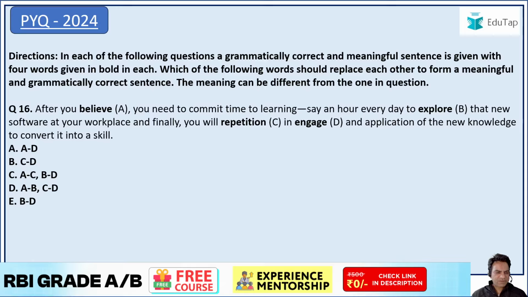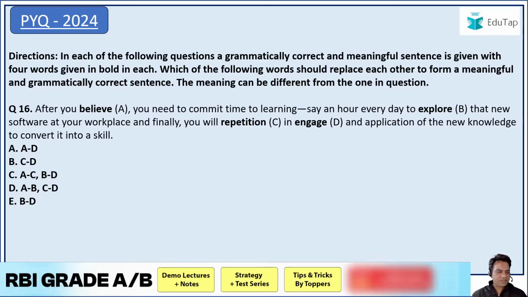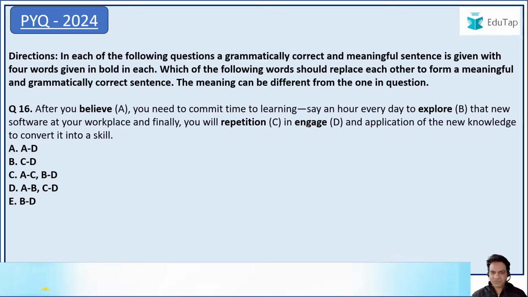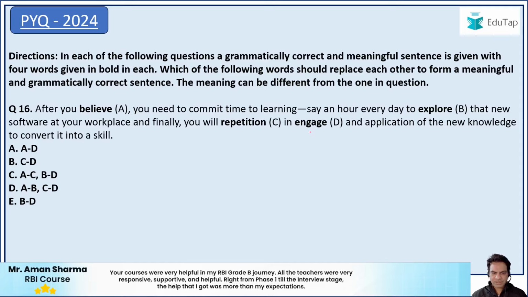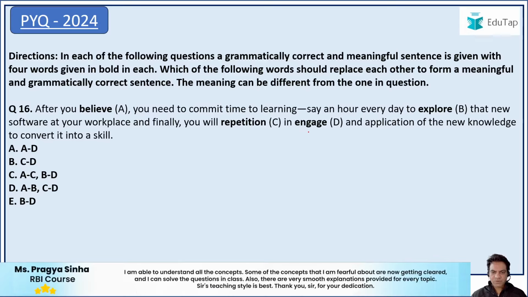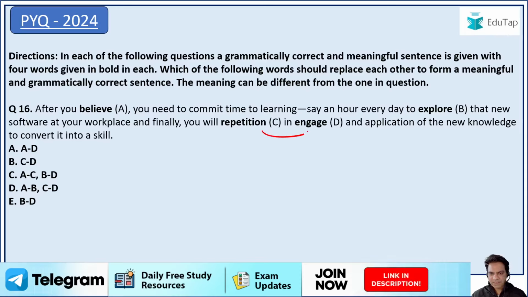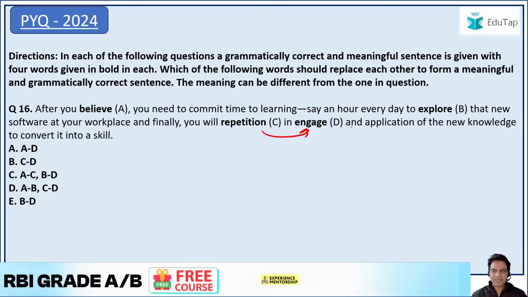After you believe, you need to commit time to learning, say an hour every day to explore that new software at your workplace, and finally you will engage in repetition and application of new knowledge to convert it into a skill. So C should be replaced with D, guys. So it should be you will engage in repetition and application of the new knowledge.